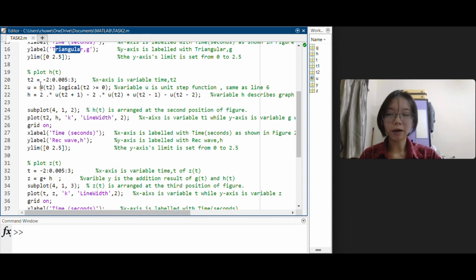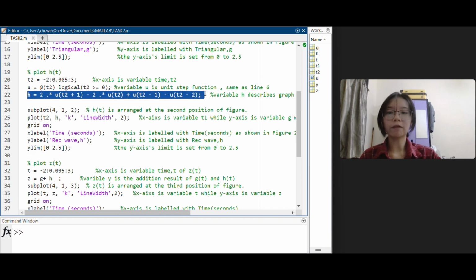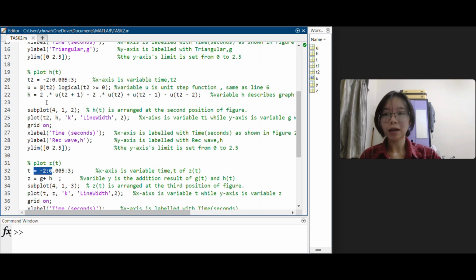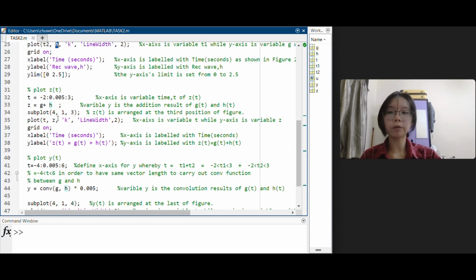So the same thing, we need to define the time variable for h, which is from negative 2 to 3 with the time step, and the unit step function, and the h is the equation that we derived in the first part. It is the unit step function of h. Then we can plot ht using the same method, but the time variable changed to t2 and the y-axis changed to h. Then after plotting ht, now we can plot zt.